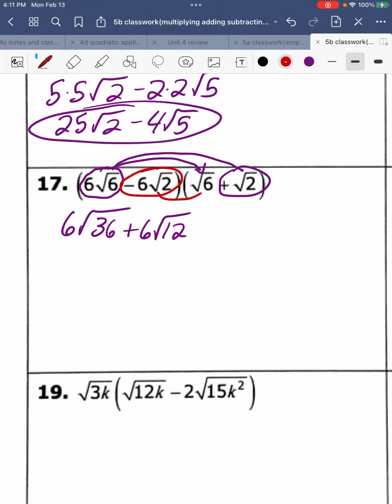Then we have a negative 6 square root of 2 times the square root of 6. It's going to be a negative 6. 2 times 6 is 12. Then we have a negative 6 times 2 times 2 is 4.